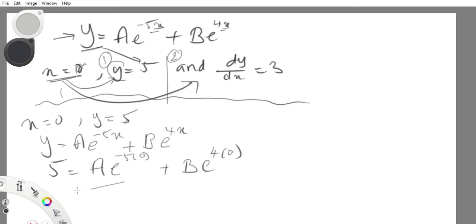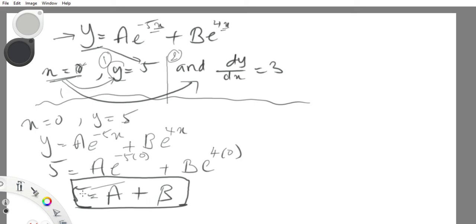Okay, and e to the power of minus 5 times 0 is 0, and e to the power of 0, anything to the power of 0 is 1. So I'm just going to get a times 1, which is just a. Plus, the same thing happens here. 4 times 0 is 0. e to the power of 0 is 1. 1 times b is b. There we go. Our solution is there. 5 equals a plus b. That's it. That's ticked off for this first part.